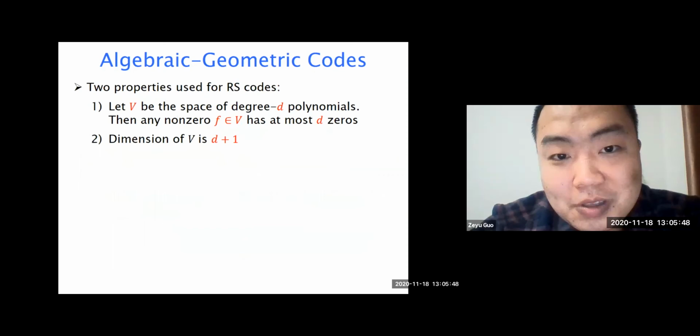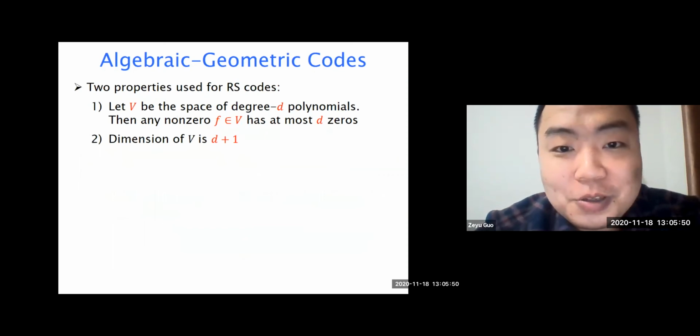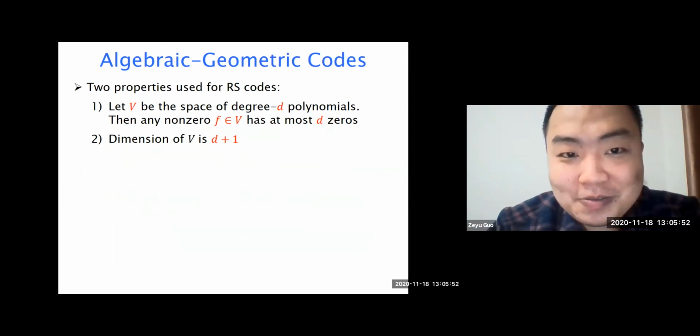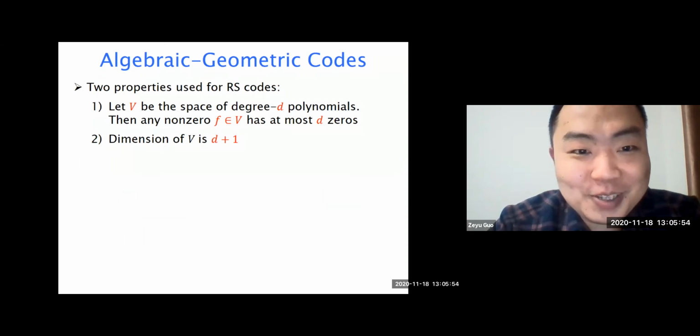And here I want to give you more intuition about AG codes because you've all said this is going to be an introduction, so I don't want to disappoint you.